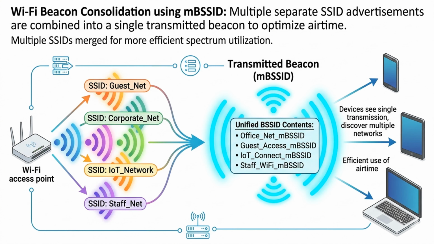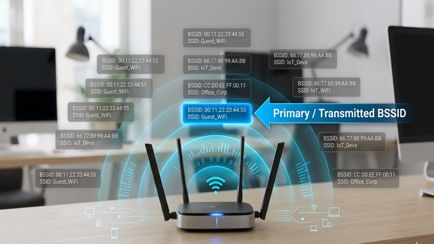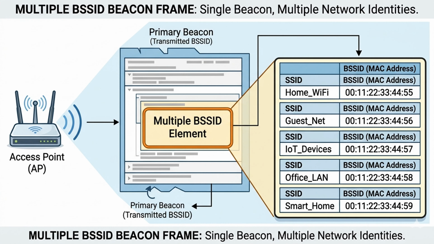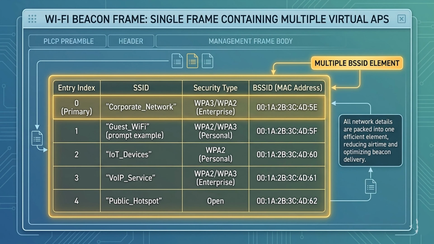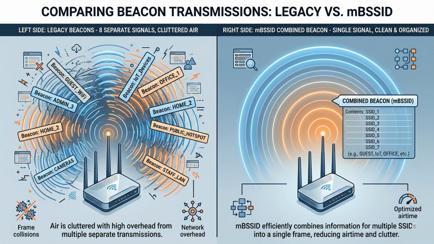How MBSSID works? MBSSID allows the AP to combine all those separate advertisements into a single transmitted beacon. The AP picks one primary BSSID to send out the actual beacon frame. Inside that one primary beacon, the AP includes a multiple BSSID element. This element contains the details, SSID, security type, etc., for all the other virtual networks. Instead of 8 beacons, the air only sees one larger beacon. This significantly reduces overhead and saves airtime for your actual data downloads.